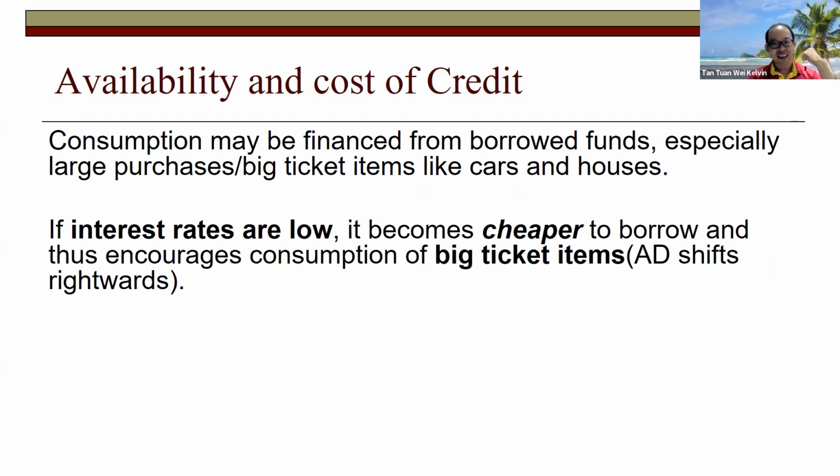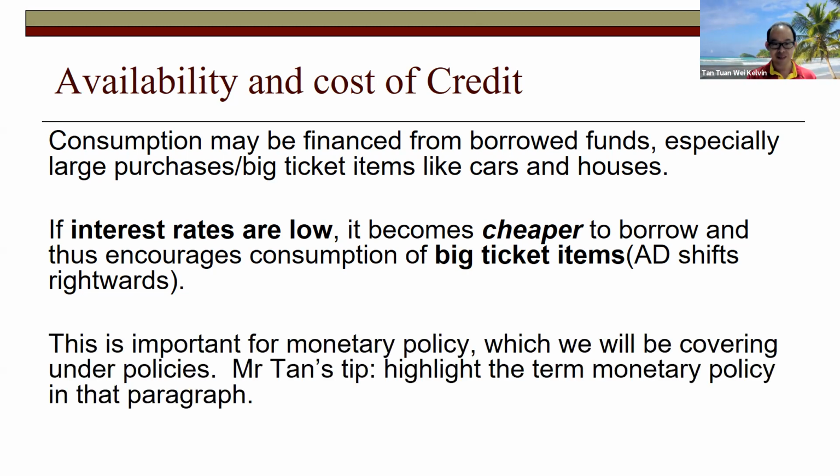So what happens is this: if the interest rates are low, can you see? From the household's point of view, it is cheaper for them to borrow from the bank, and hence you find that the consumption of such big ticket items will tend to rise. So this again is independent of the general price level, independent of national income. This means if I lower the interest rate, consumption of big ticket items will rise, consumption will rise, aggregate demand will shift to the right.